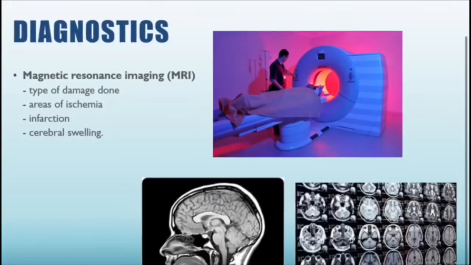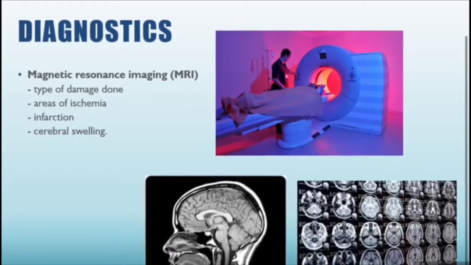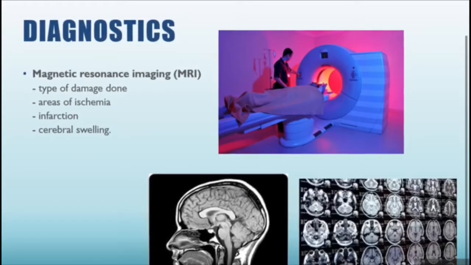Each had a CT done, which indicated that cystic edema was present in the brain. MRI, magnetic resonance imaging. This makes a detailed image of the brain to determine the type of damage done and identify areas of ischemia, infarction, and cerebral swelling.